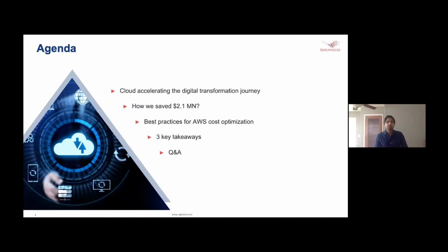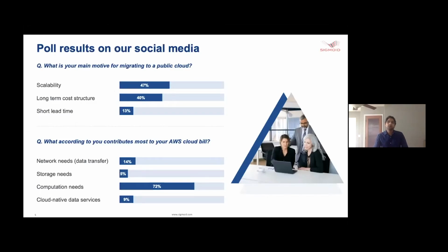Before we start the case study, I'd like to talk about a poll that we recently ran on social media. The main question there was, what is the motivation for so many companies to start adopting the public cloud and moving there? And we found that scalability and long-term cost structures are the 2 clear winners for most companies to make that initial jump. I'd like to bring in Kaushik here and ask if his experience is also similar in AWS.